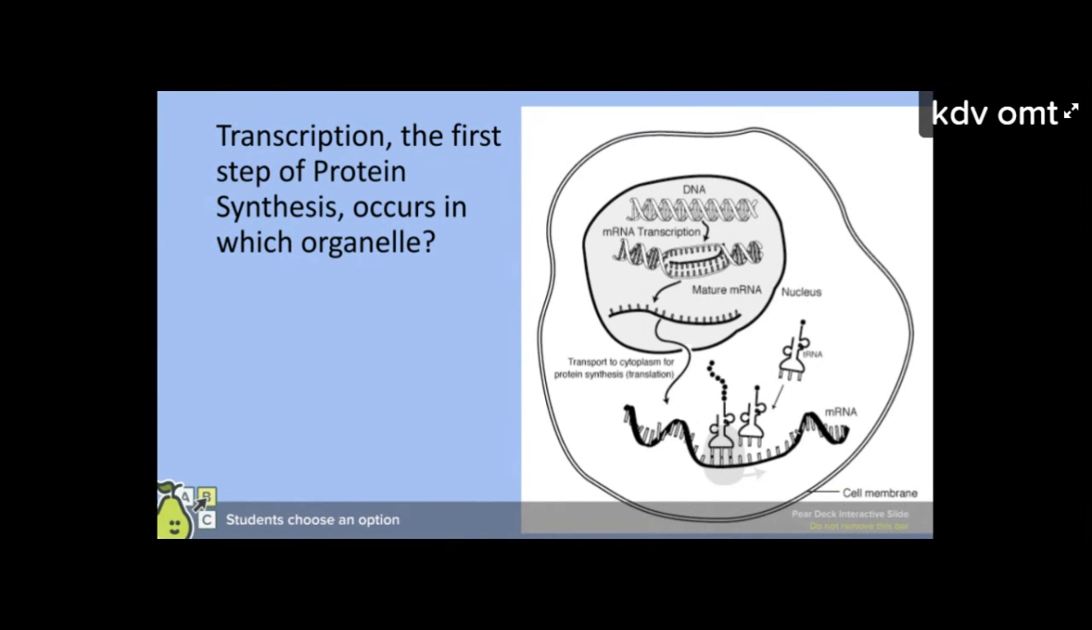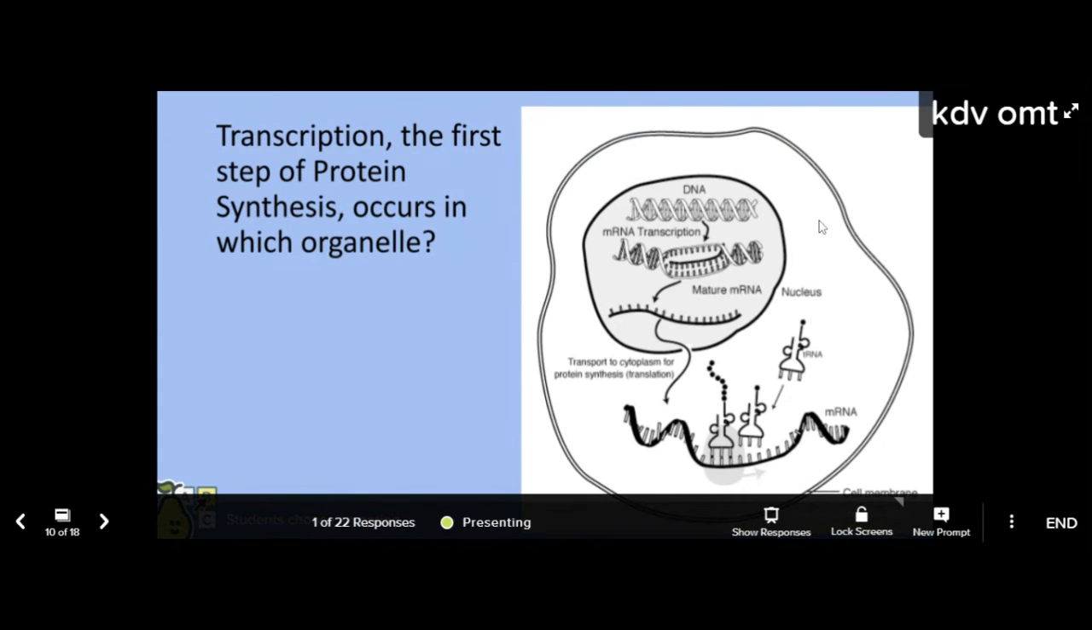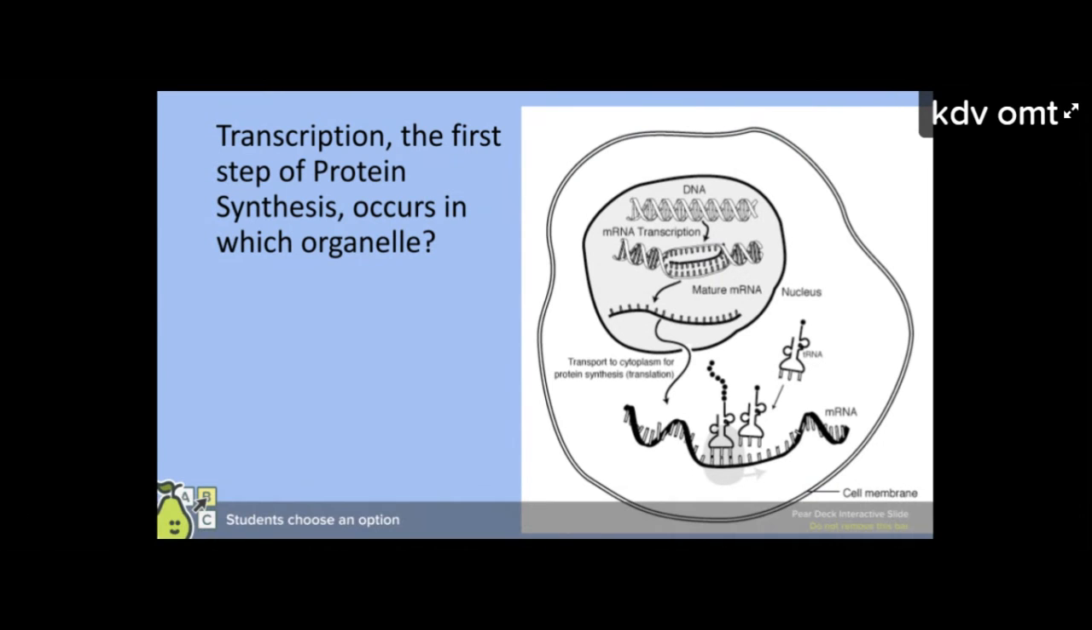Sorry. All right, so transcription, first step. You have to scribe out the code. You have to transcribe, the first step of protein synthesis. And it occurs in which organelle? All right, where does this occur? Think about it. You have to go to the DNA and get a portion of the DNA. Where is this going to happen?